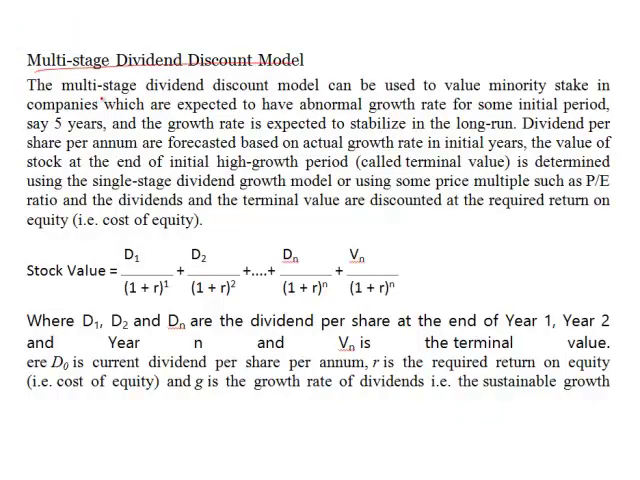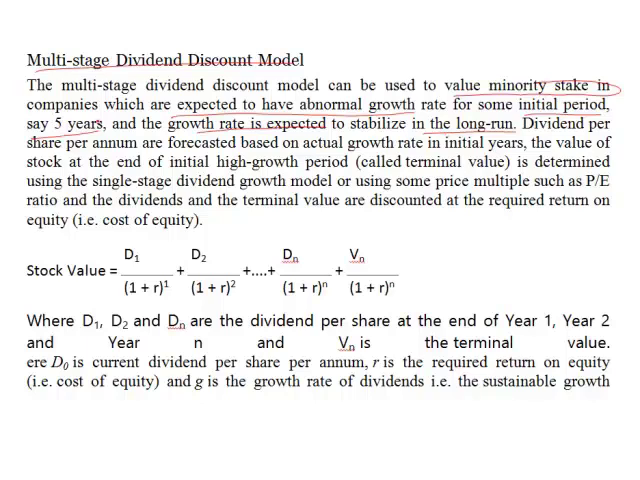The multi-stage dividend discount model can be used to value minority stake in companies which are expected to have abnormal growth for some initial period, say 5 years, and the growth rate is expected to stabilize in the long run. So dividend per share per annum are forecasted based on actual growth rate in the initial years, and the value of the stock at the end of the initial growth period is determined using the single stage dividend growth model or using some price multiples such as price earning ratio, and the terminal value is discounted at the required rate of return.